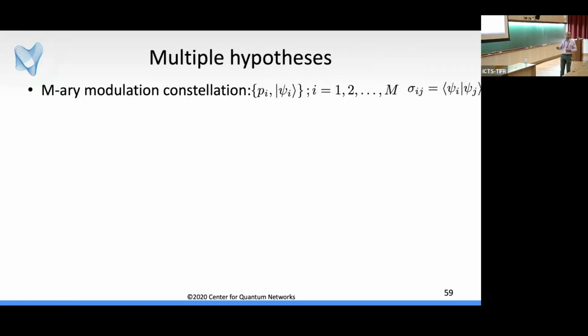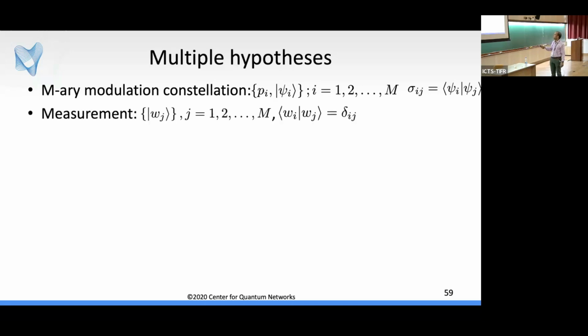This was work done by Horace Yuen, Bob Kennedy, who was Dolinar's supervisor, and Lax. So Yuen, Kennedy, and Lax, the YKL limit, as some people call it. Well, nowadays people call it the Helstrom limit, but it's actually those 3 people who wrote the first paper on this. Helstrom cleaned it up, and he did a lot of very interesting follow-on work. Okay, so you now have M states, some state psi, and you have their relative inner products.